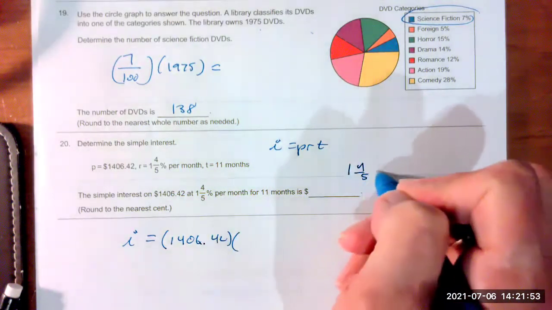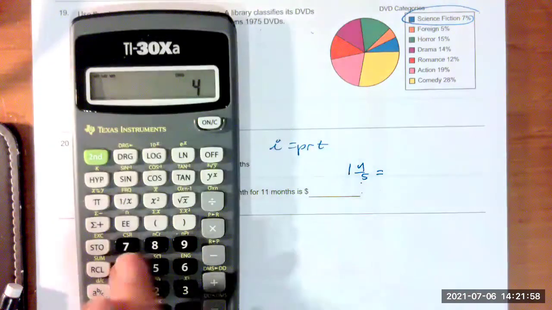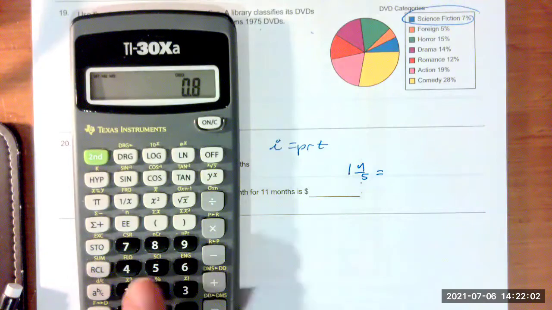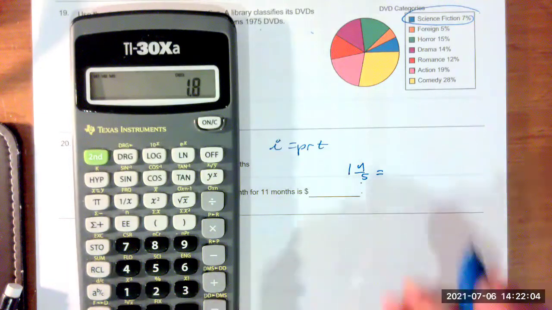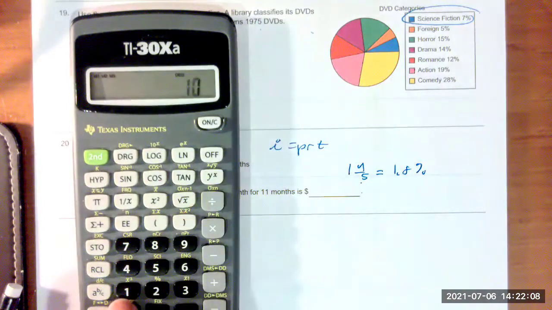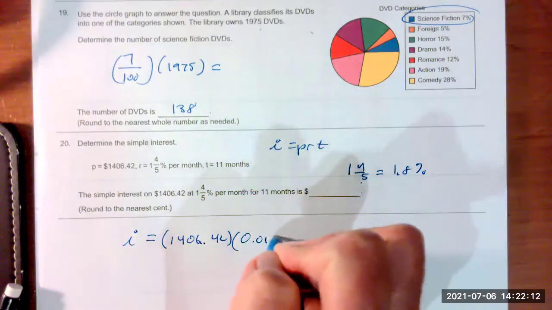Let me put this over here. So the first thing I want to do is change the fraction to a decimal. So I'm going to take 4 divided by 5, and I get 0.8, and then I'm going to add that to 1. So this is the same thing as 1.8%, but then again, remember, I want to divide it by 100 because I need the decimal in order to make the formula work correctly.